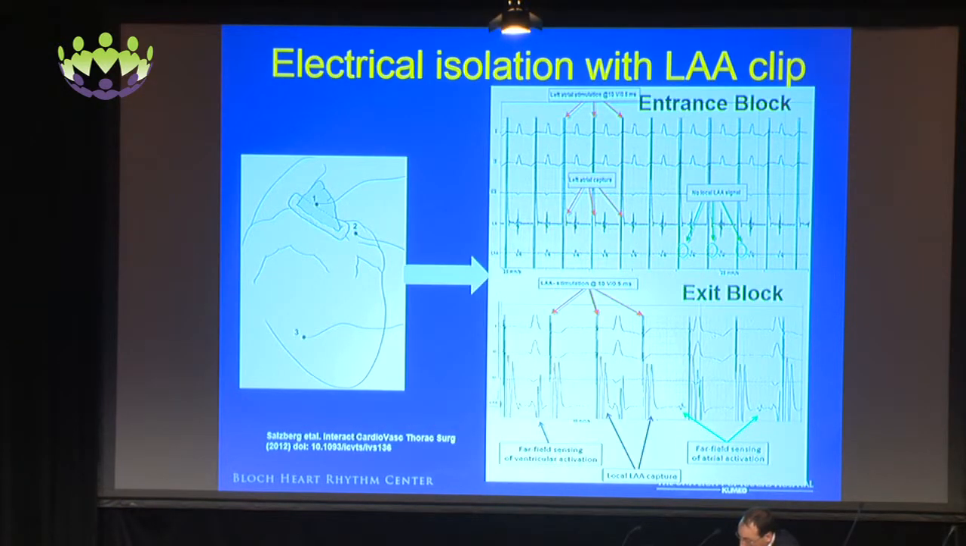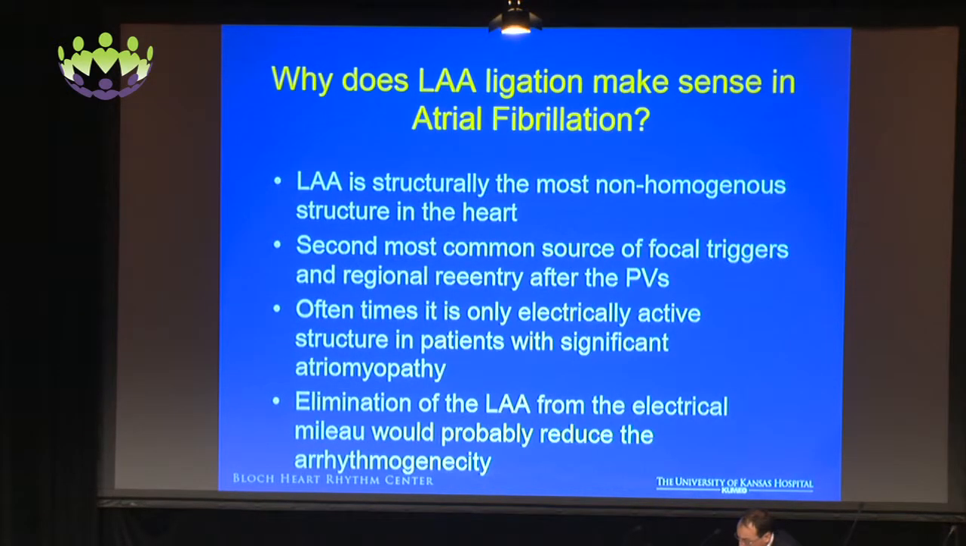So with that being said, there is very good data clearly shown from the AtriClip studies that if you deploy an AtriClip, you can actually get a very good entrance as well as exit block, which is what we know pulmonary vein isolation really does, and this is exactly what you get with appendageal exclusion. So the left atrial appendage is structurally the most non-homogeneous structure in the heart, and it is the second most common source of focal triggers and regional reentry after the PVs. And oftentimes, it is the only electrically active structure in patients with significant atrial myopathy.